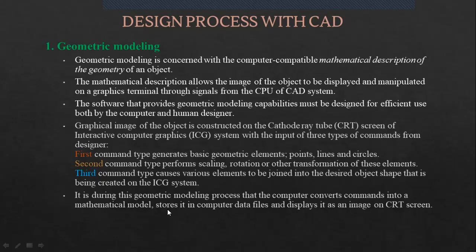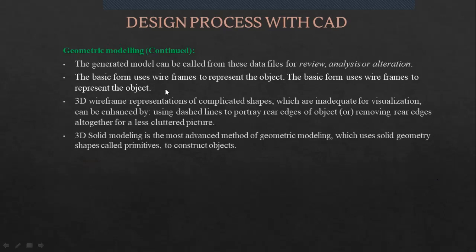And also there is storage. The storage is in the form of mathematical formulas, okay, and it displays it as an image. What is being stored is being displayed. So that is what is meant. So the generated model can be called from these data files for review, analysis, or alteration. Because you have it stored now, you can call it for modification, or for a review, analysis, for doing either; we will see what types of analysis we have. Basically what I mean to say is you can modify that, alteration.